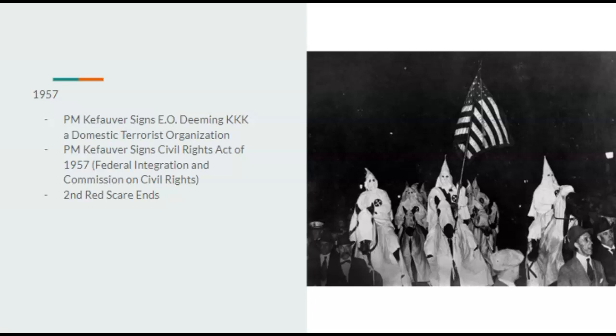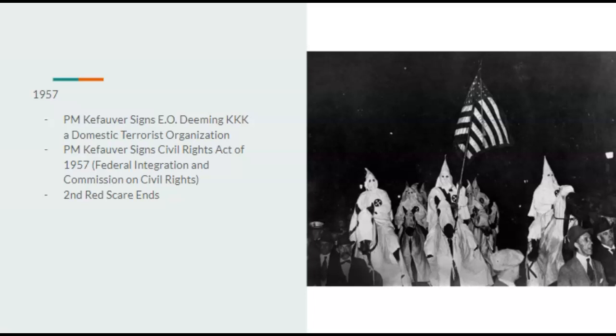Next, Prime Minister Kefauver does sign a Civil Rights Act. He signs the Civil Rights Act of 1957, which allows the federal government to forcefully integrate minorities into communities like schools and such. So the federal mandate of busing is here.